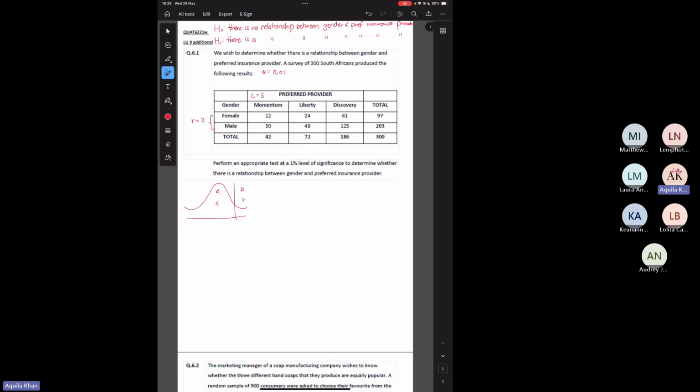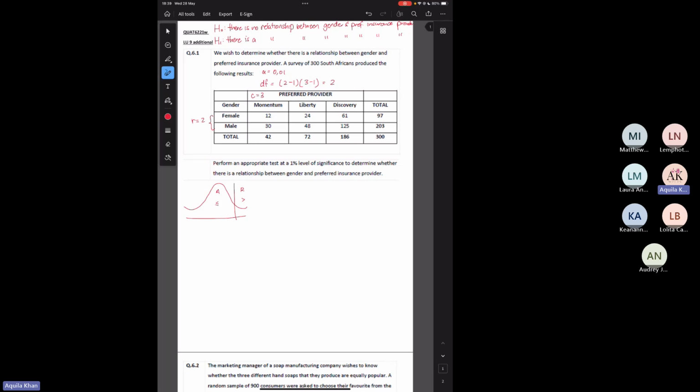Now for the actual critical value. You have alpha, you know that it's 1%, which is 0.01 as a decimal. Now you need your degrees of freedom. And we said with a two-way contingency table, it is the number of rows minus 1 multiplied by the number of columns minus 1. So that's 2 minus 1, which is 1, multiplied by 3 minus 1, which is 2. So 1 times 2 gives you a degree of freedom of 2.